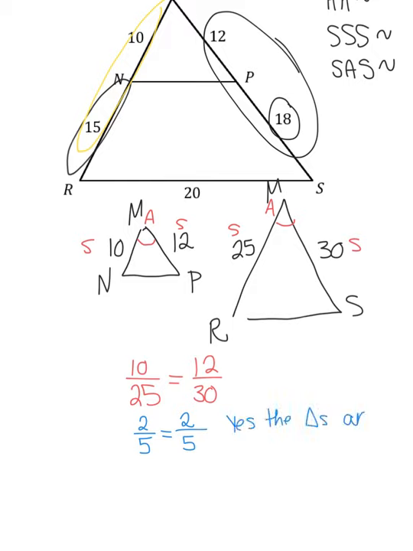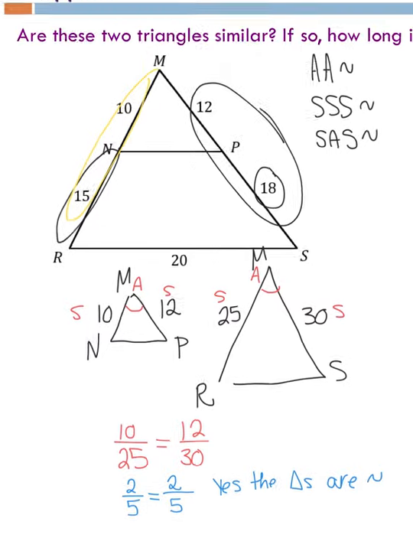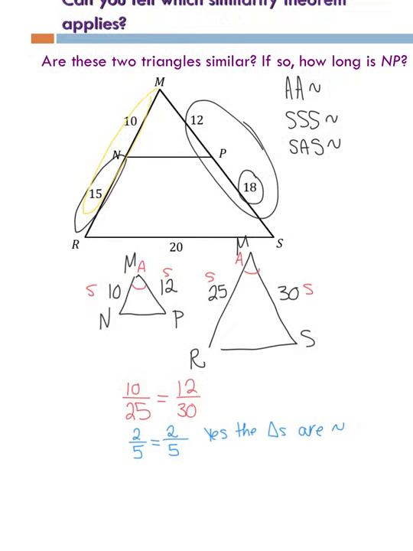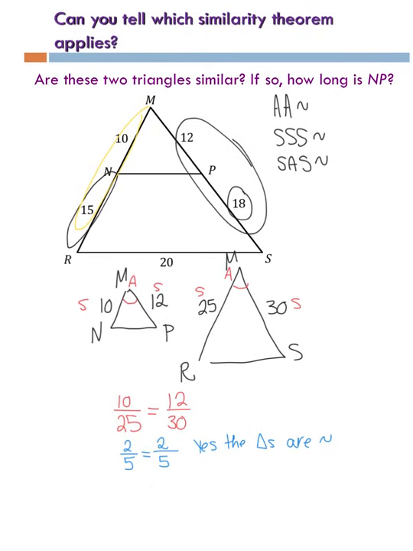I'm going to check in a second if we had to write a similarity statement. So I'm going to zoom back up. And they did not ask me that, but they did say, if so, how long is NP? So we are looking for side NP. And just as I said that, I realized I didn't label this side. Okay, so that's 20. Otherwise, I would not be able to do this problem. So I thought, uh-oh. Okay, so let's call NP X.